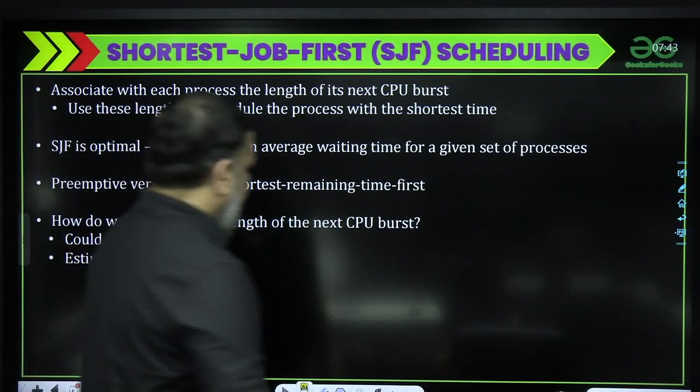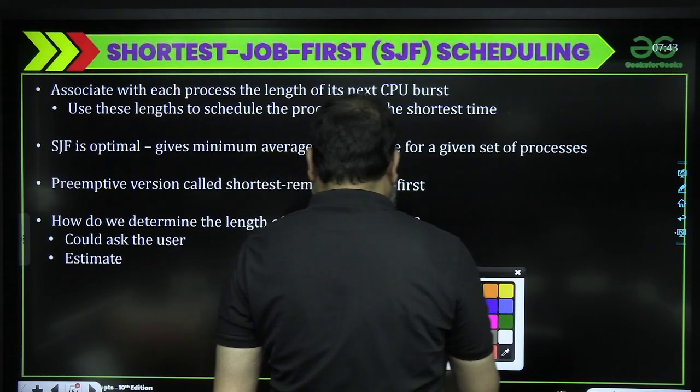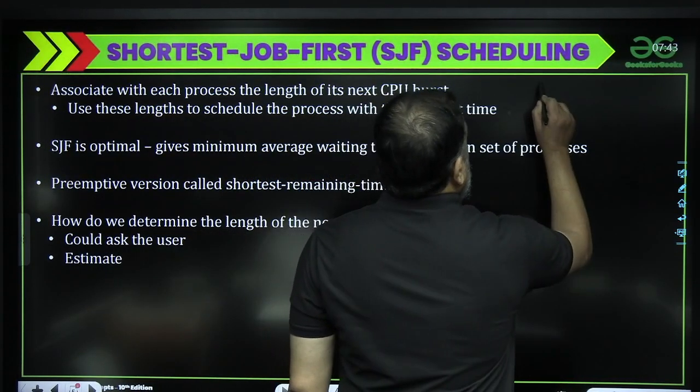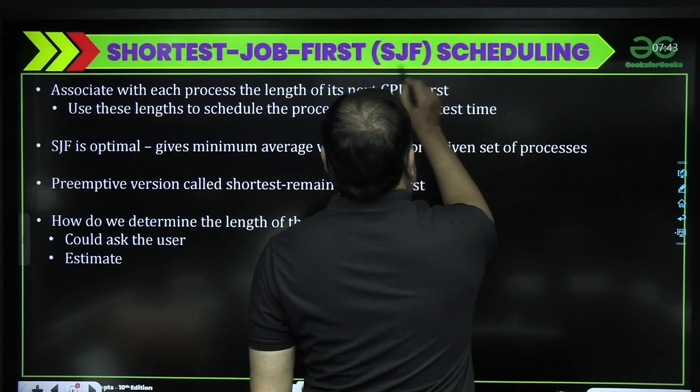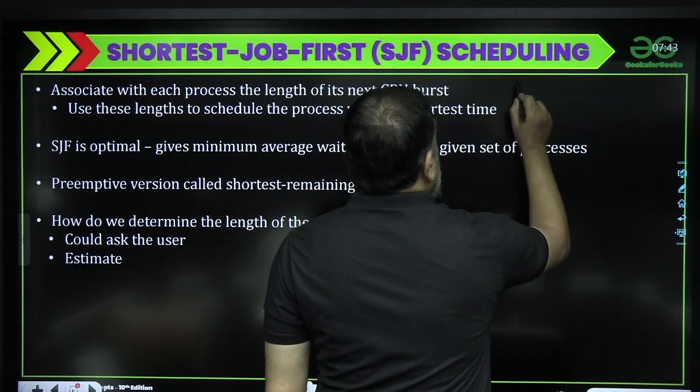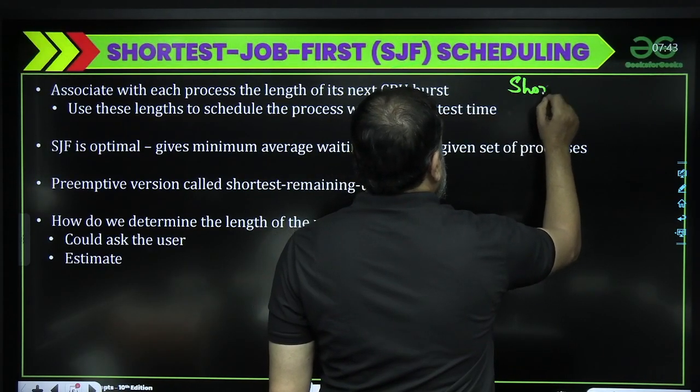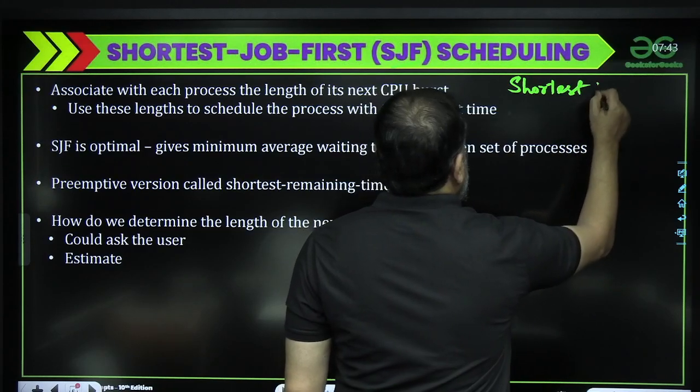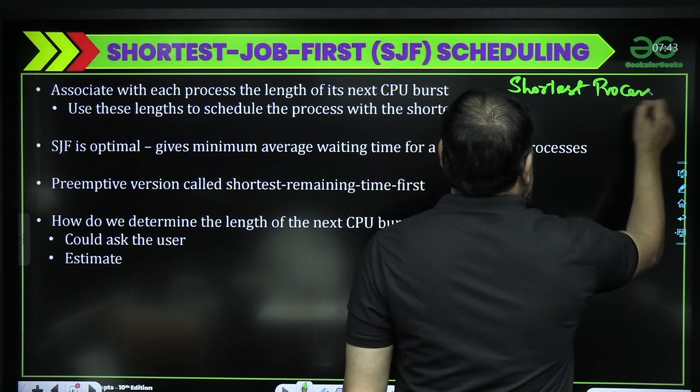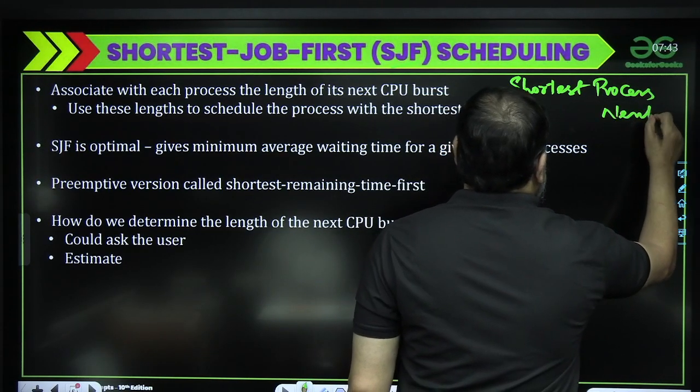Shortest job first, we generally write in short as SJF, and it is also called shortest process next. We say SPN.